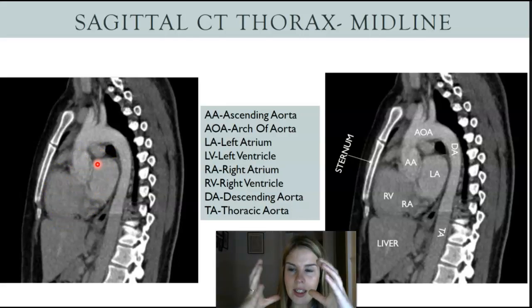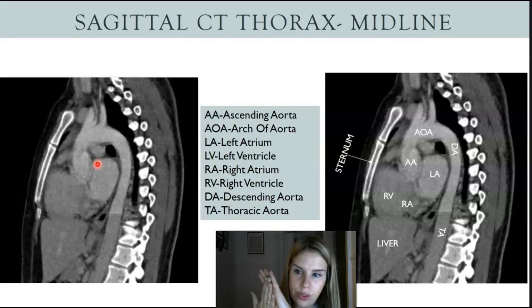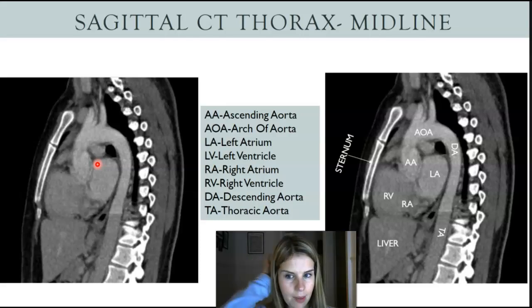You're not going to get this perfect slice all the way through to see it all in profile, unless you do some angles like we do in MRI. Okay, but don't worry about that just now. Just make sure you can identify the different bits of anatomy I've highlighted here.